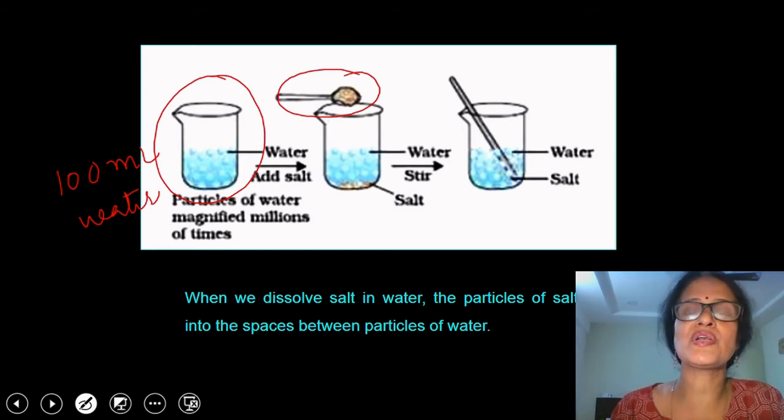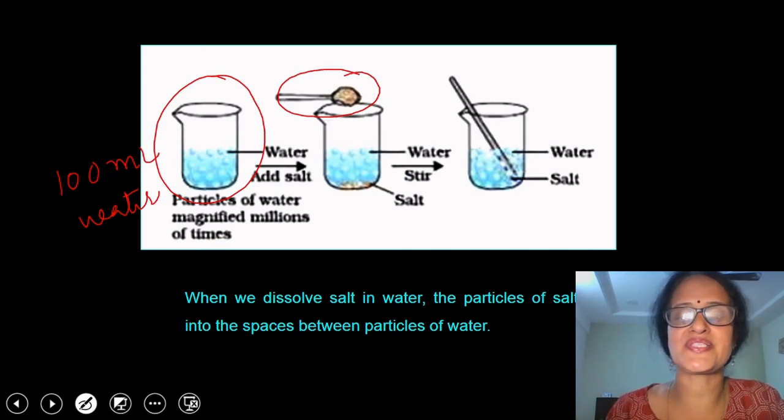After adding the salt, we have stirred it with the help of a glass rod. So we will find that the salt particles disappeared. And surprisingly, the level of water doesn't increase after addition of salt to water. So why is it happening here?